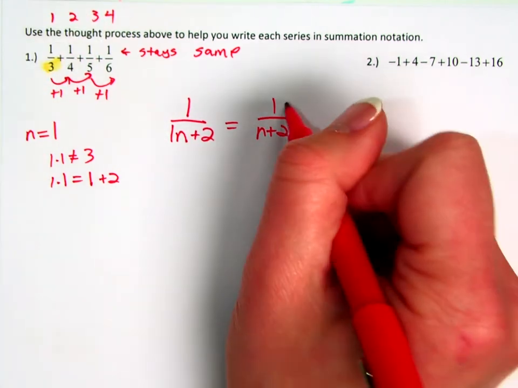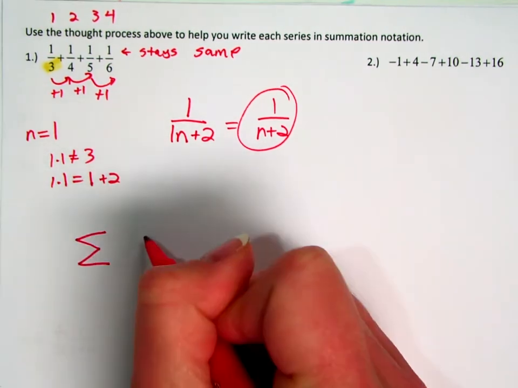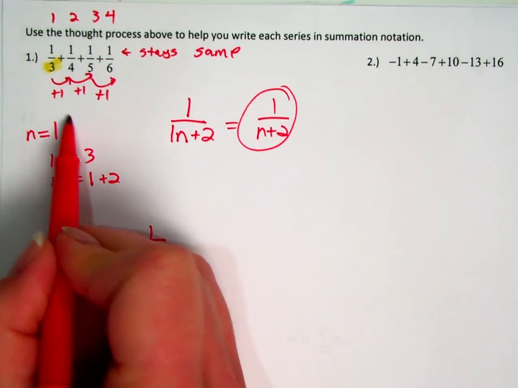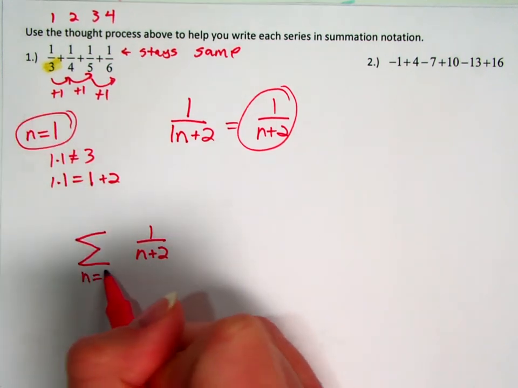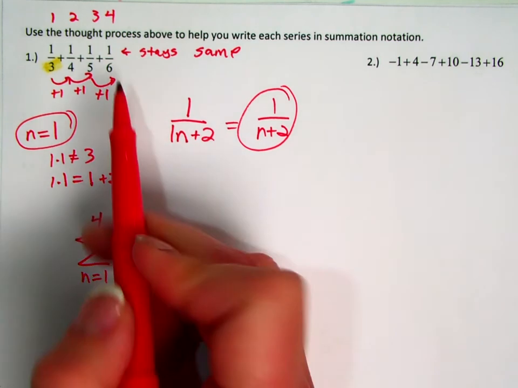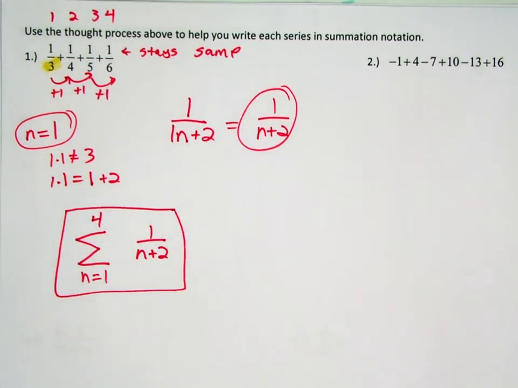So I know that this is the beginning part of it. So we have our summation. 1 over n plus 2 is what we're taking the sum of. We started out at n equals 1, and we have 1, 2, 3, 4 terms. And I already know that works because we checked it as we went through, so that's our final answer.